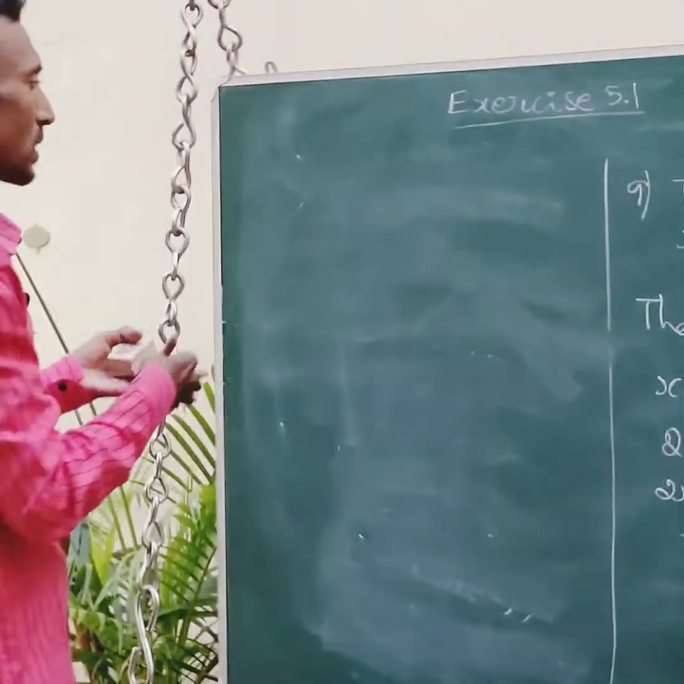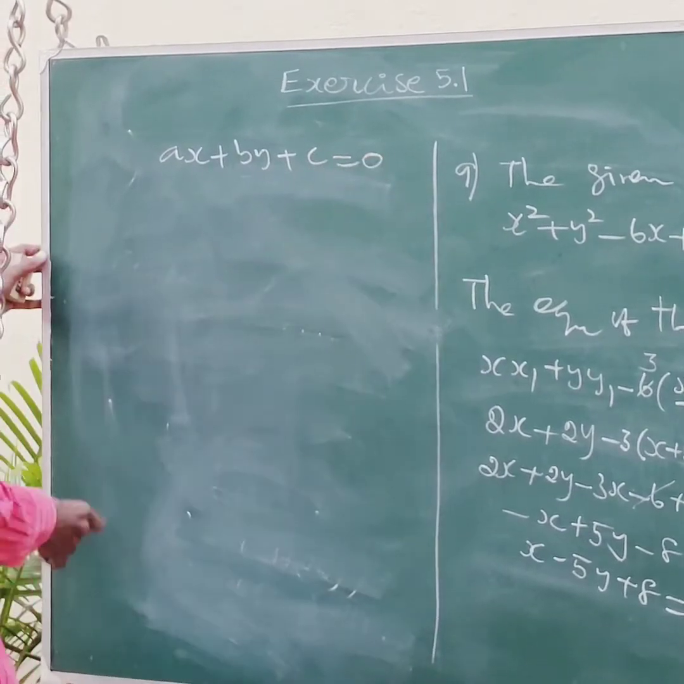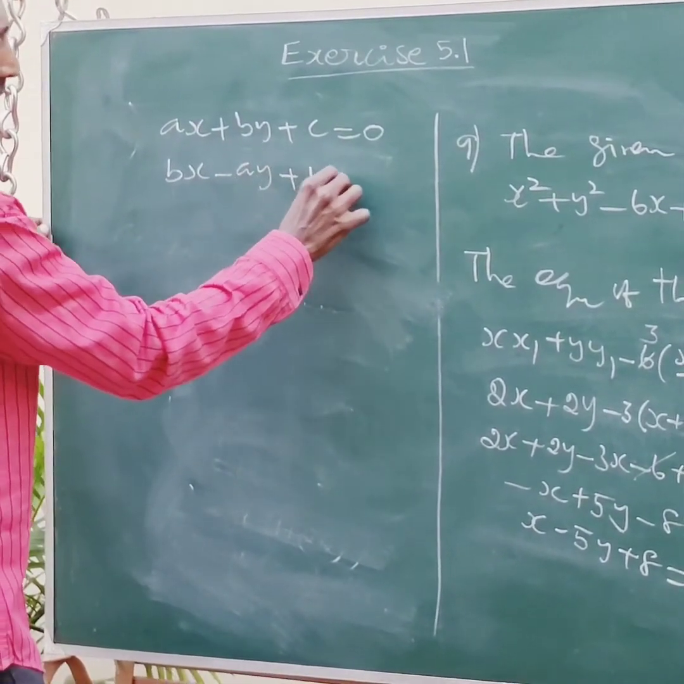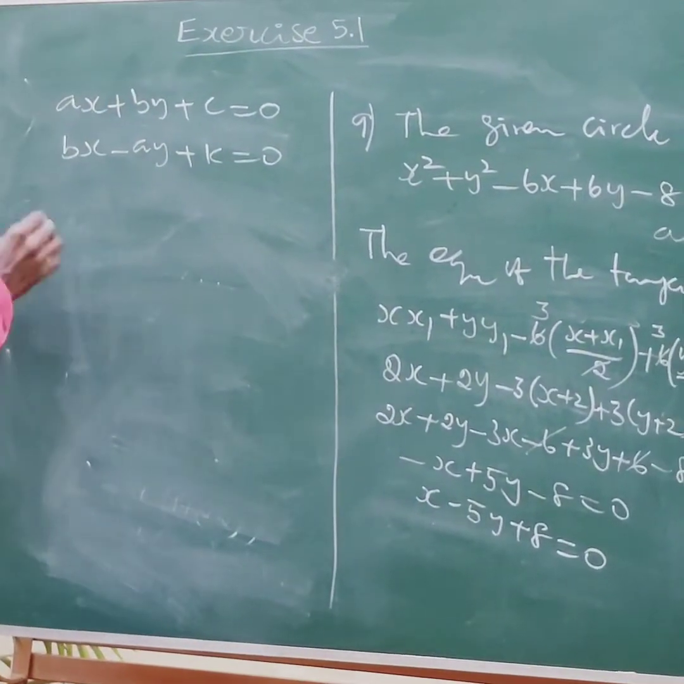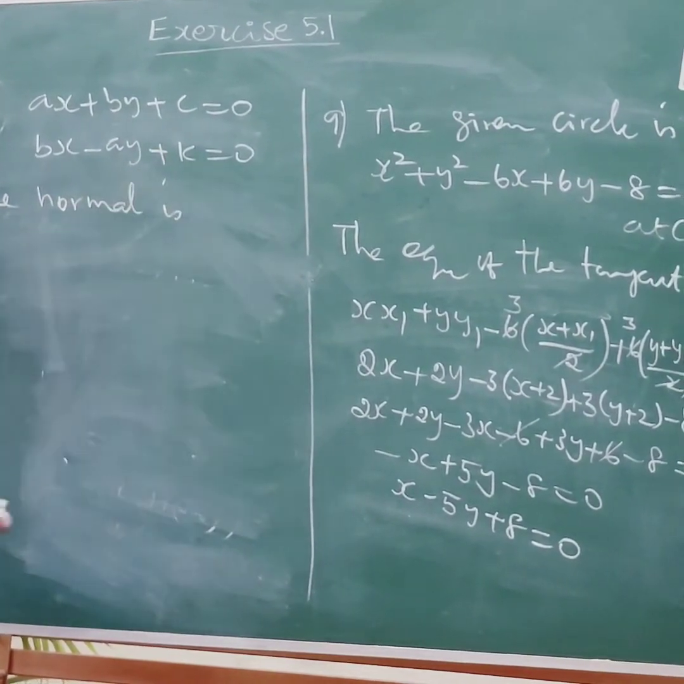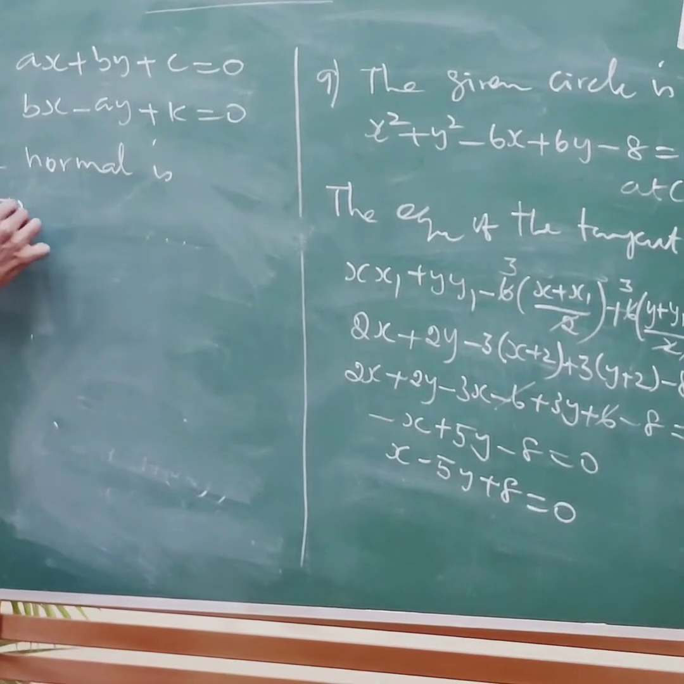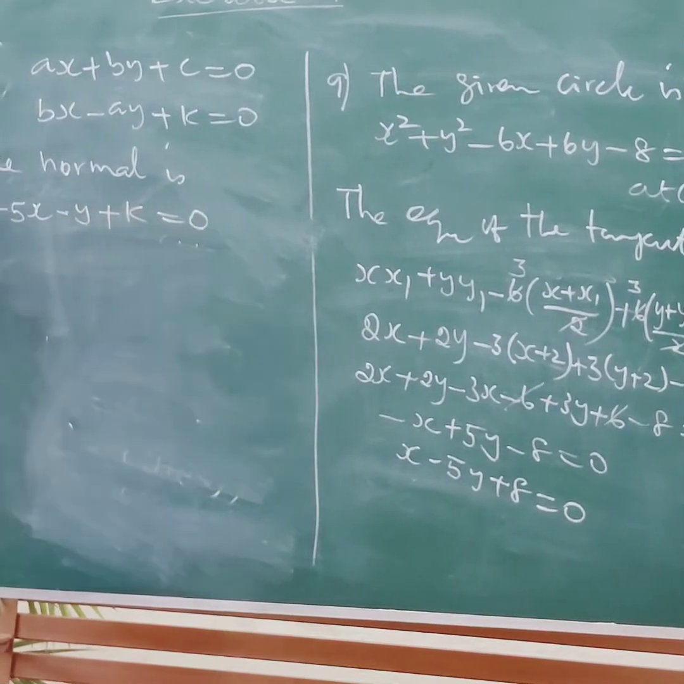If ax plus by plus c equal to 0 is a tangent, then the normal is bx minus ay plus some other constant equal to 0. Use that concept to obtain the normal. So the normal is, so use that one, minus 5x minus y plus k equal to 0.